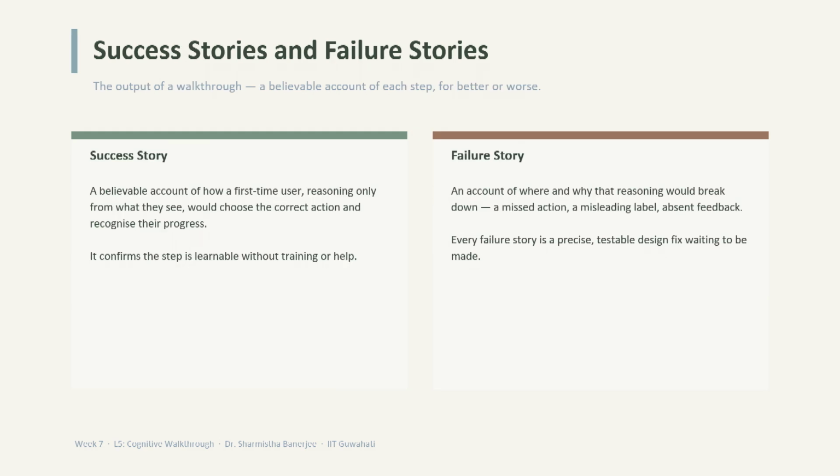Now coming to the success stories and the failure stories, it is the output of a walkthrough. It is supposed to be a believable account of each step for better or worse. So if it is a success story, a believable account of how a first-time user, reasoning only from what they see, would choose the correct action and recognize their progress. It confirms the step is learnable without training or help. Failure story. An account of where and why that reasoning would break down, a missed action, a misleading label or absent feedback. Every failure story is a precise testable design fix waiting to be made.